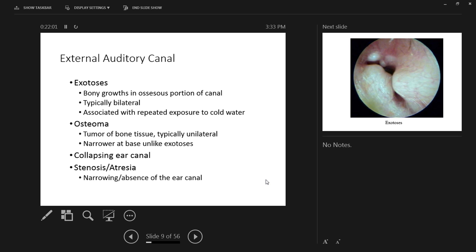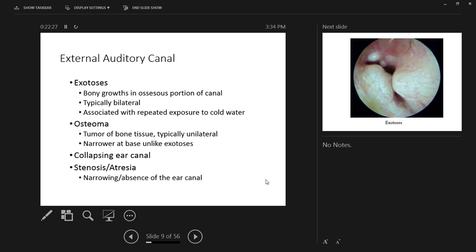Now, different from exostoses are osteomas, and an osteoma is not cancerous, it's this neoplasm, this weird growth of bone tissue. It's just like one ball of bone. It's typically only on one side. It's narrower at the base and gets bigger. Exostoses, it's bigger at the base and goes more to like a peak.